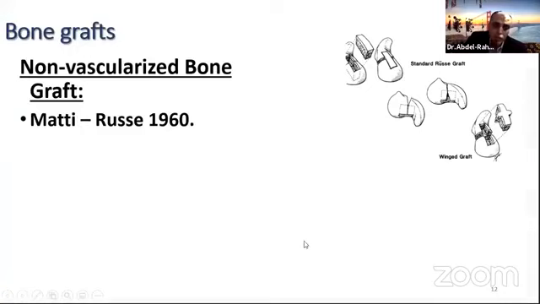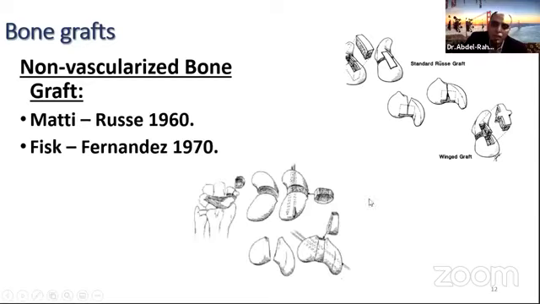Reviewing the literature on the bone grafts available, we have, as we have stated, the non-vascularized graft first described by Matti in 1960, excavating the space of the non-union and then putting the corticocancellous graft. Fisk-Fernandez described an anterior wedge interpositional iliac crest corticocancellous graft.